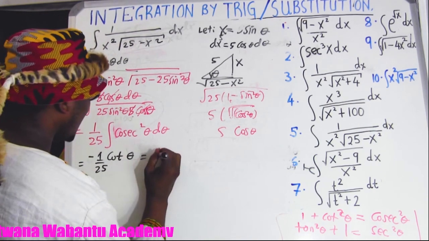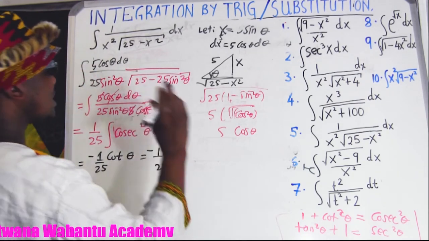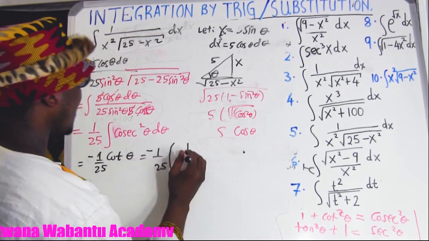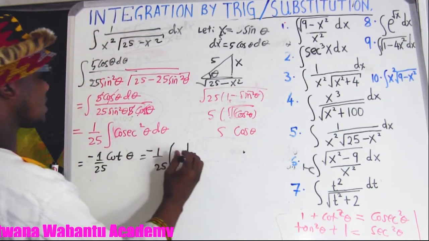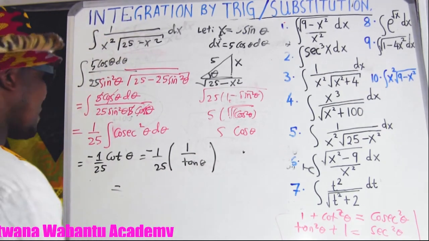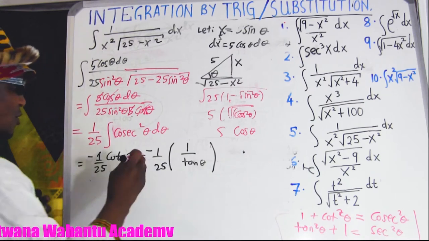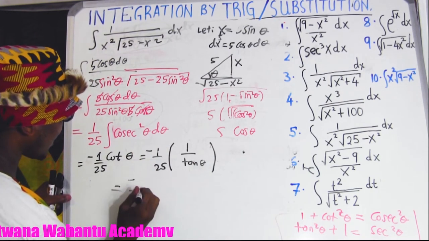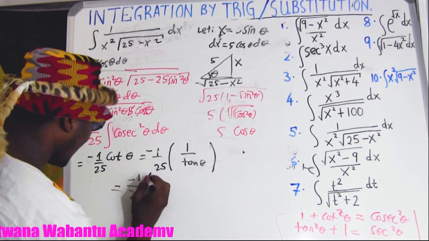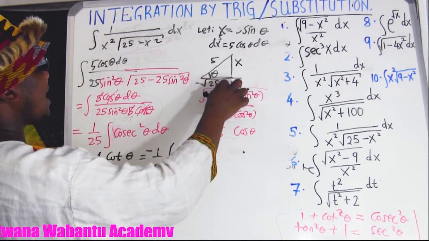So we have negative 1 over 25, and cot, we know tan, but let me go slowly because some people don't understand. Cot is 1 over tan. With me, I would just take this and divide by that, but let me show you. So negative 1 over 25, times 1 over tan. But what is tan? Tan is opposite over adjacent.